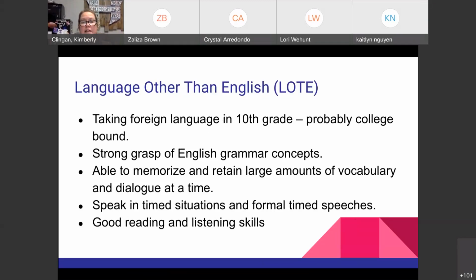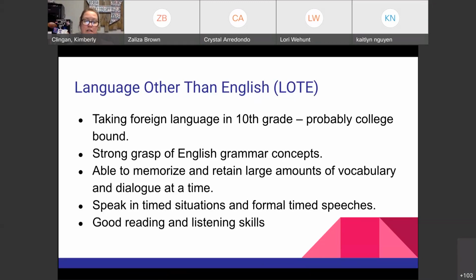Students have to take language other than English classes, LOTE classes, for graduation. We recommend that students, if they don't take it as a freshman, go ahead and take it as a sophomore. In general, if a student takes it in 9th or 10th grade, you're college bound and you're ready to get that out of the way so you can do your additional classes junior and senior year.